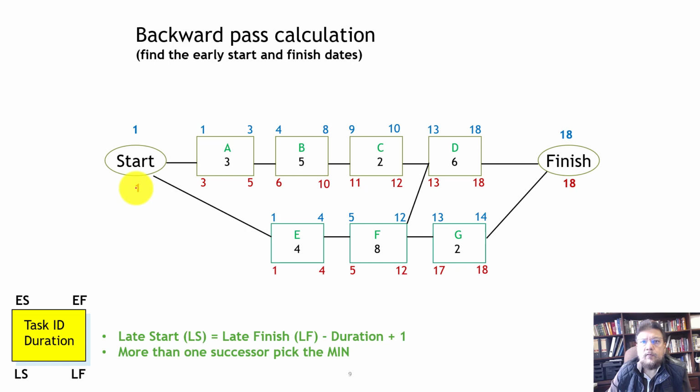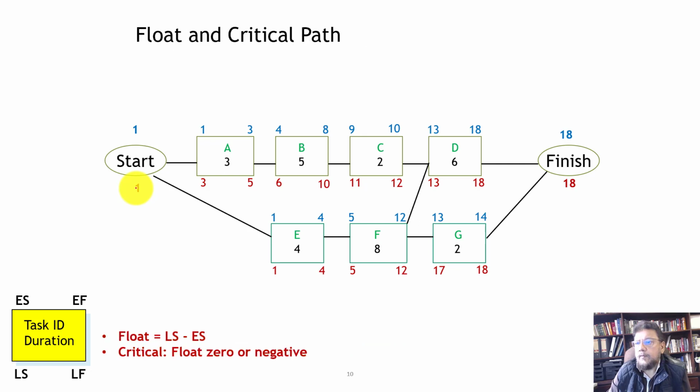The last step now is to calculate the floats. So the float is a simple formula. Float is late start minus early start. So we start here, the late start is 3, early start is 1, so the difference is 2. Difference here is also, float is 2, float here is 2. The float here is 0, 13 minus 13 is 0, so 0 here. And let's look here. So here also the float is 0, 5 minus 5, 0, and 17 minus 13 is 4.